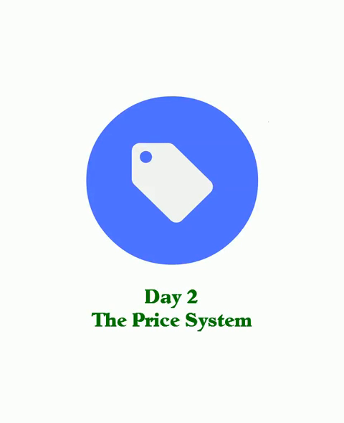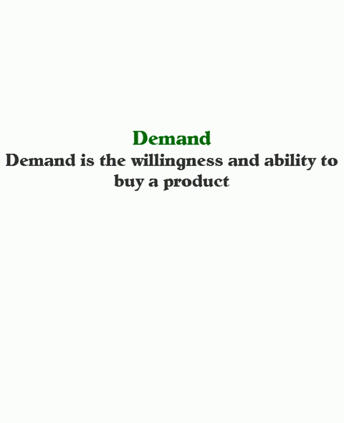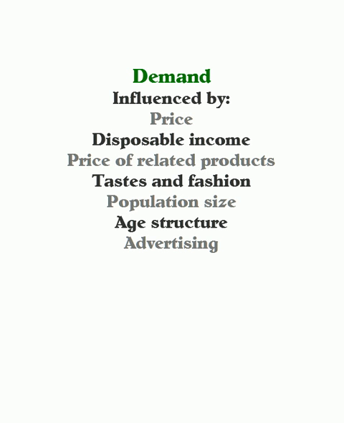Day 2. The price system. Demand. Demand is the willingness and ability to buy a product. Demand is influenced by price, disposable income, price of related products, tastes and fashion, population size, age structure, advertising.